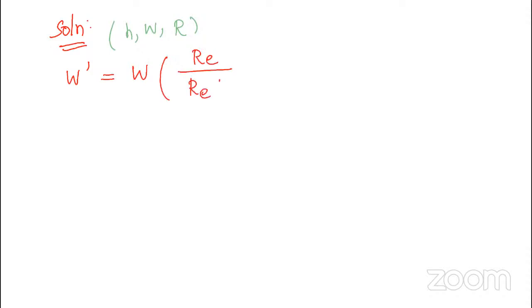So let us now go for the solution. We have to choose the formula related with H, W and R. So what is the formula? W dash is equal to W into RE divided by RE plus H, the whole square. That is the formula we use.